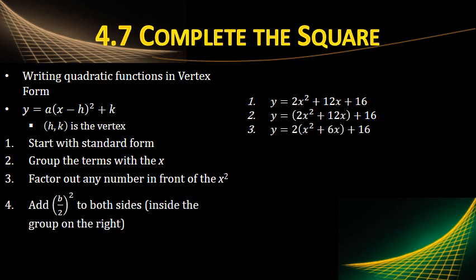Now add 1/2 of b squared to both sides. On the group, it's going inside the group. So inside the group, I have 1/2 of 6, which is 3, squared makes 9. So I added 9 here. I'm going to add 9 here. But this is inside the group, so it's really 2 of these 9s. So I need to add 2 of the 9s over here.